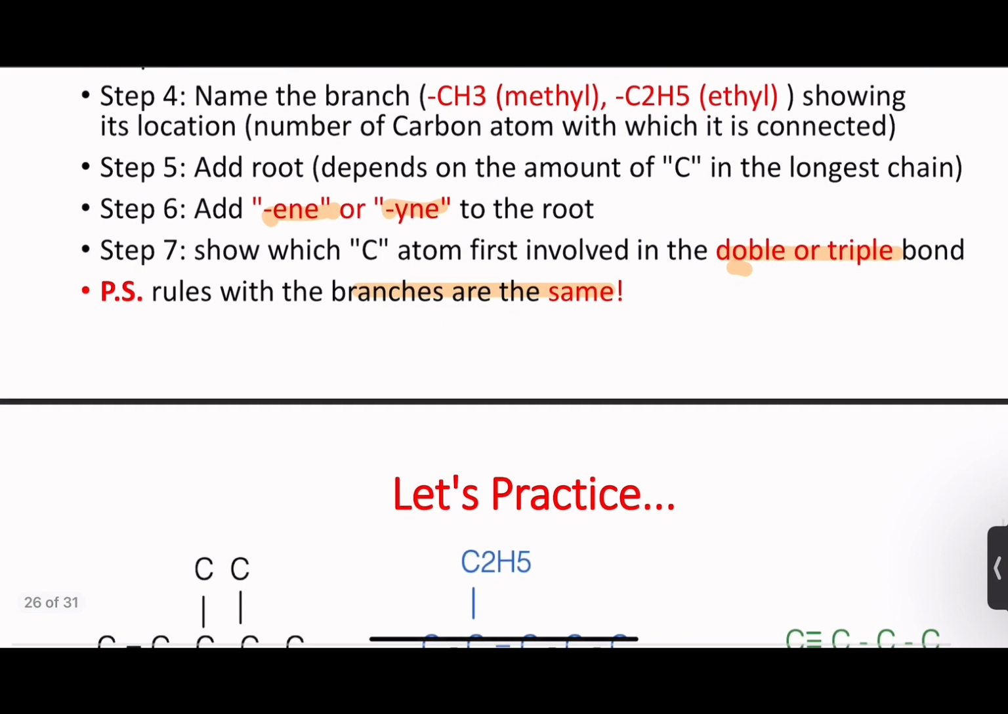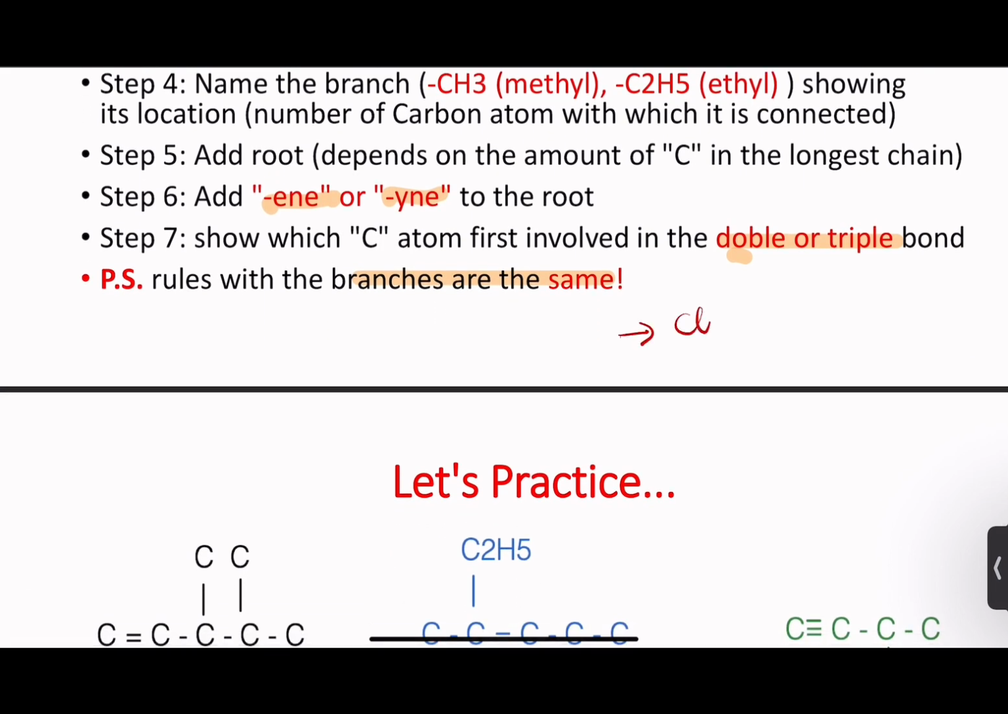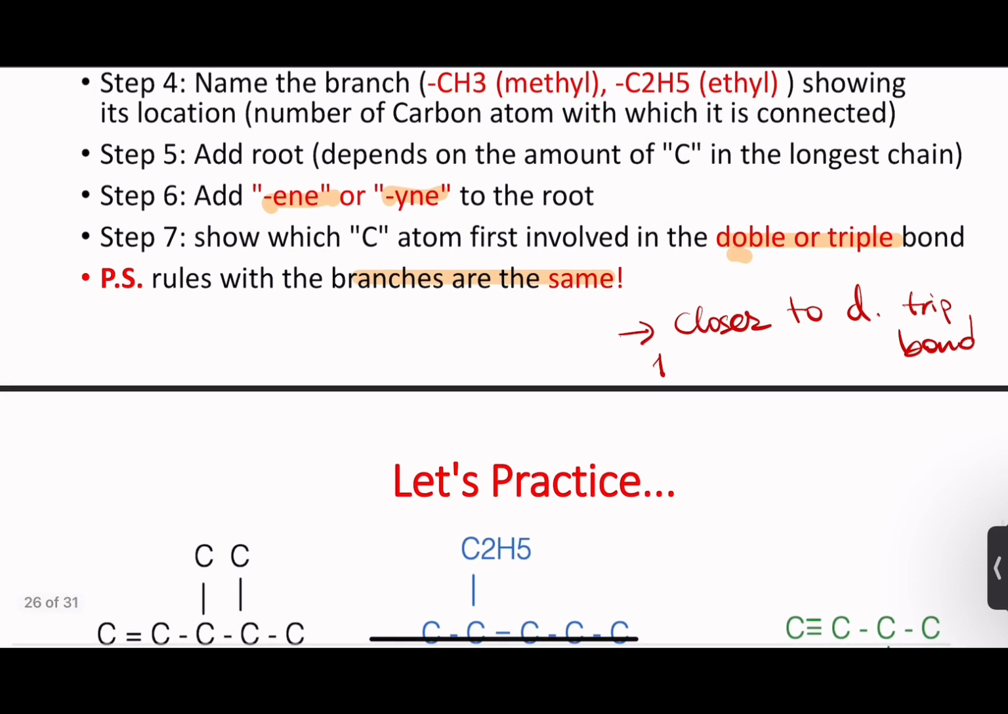So you go closer to the double or triple bond. And your first carbon is going to be the carbon where the double bond or triple bond starts. The next carbon has to be the one where it finishes. Let me show you.